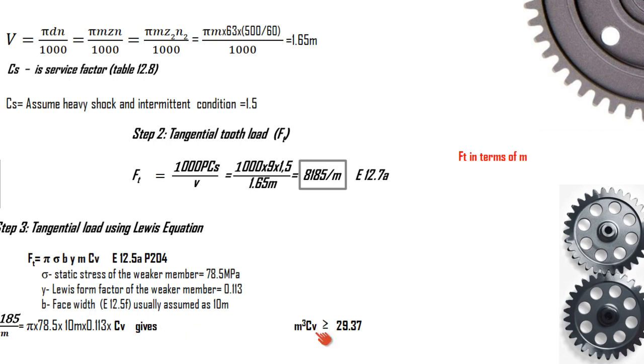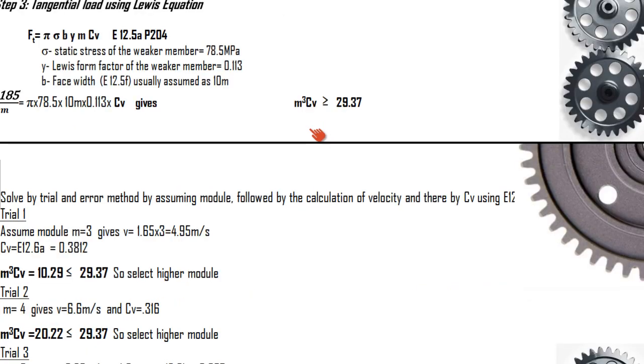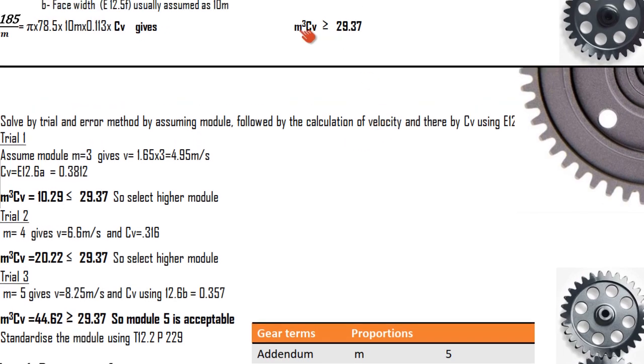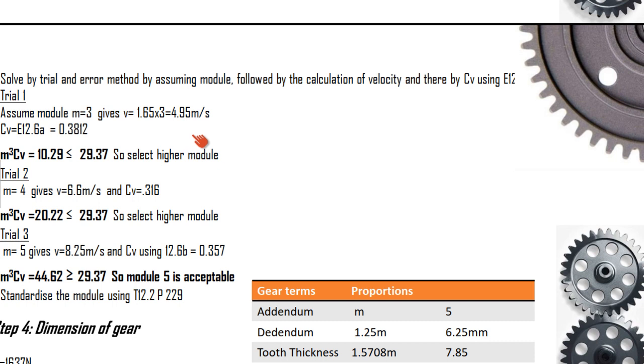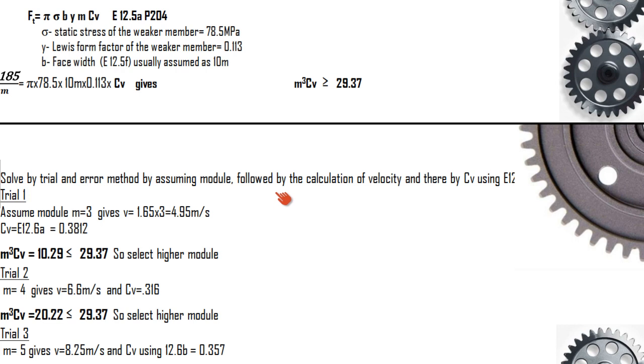So upon substituting, you are going to get the equation as m cube CV should be greater than or equal to 29.37. Now comes the most important part. We have to find out the value of module m by using the trial and error method. So for the trial and error method, I will brief the procedure and we will solve it. First we will assume the value of module, then we will calculate the diameter based upon the module. Based upon the diameter we can calculate the value of velocity, and based upon the velocity we can find out the value of CV, and we have to substitute all these values here and check whether the value on the left hand side crosses the one on the right hand side.